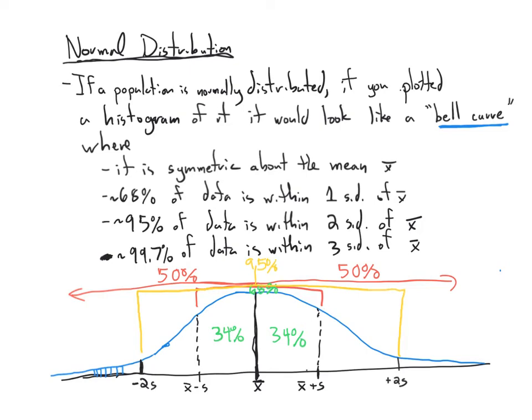Well, if there's 95% of my data between two standard deviations, see if you can figure out how much of your data is in these sections here. We know 34% is from one standard deviation below to the mean, and from the mean to one standard deviation above. Using that same logic, see if you can figure out how much is in these two areas here.